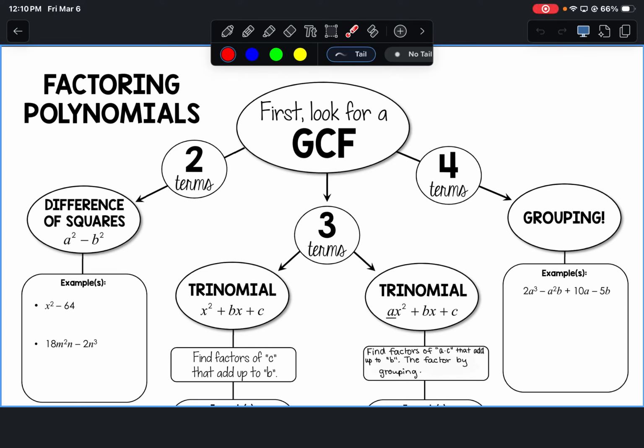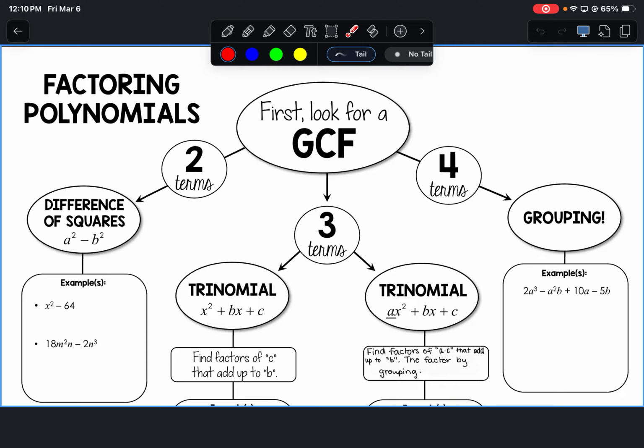You always start with taking out a GCF if there is one. Okay, that is what we always start with. So when we look at this, it says there in the middle, first, look for a GCF. If it has a GCF, take it out. That is step one. Now we're going to look at what to do with the different types of polynomials.